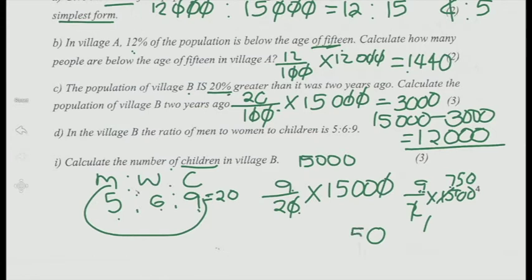Sorry, we have 45. We carry the 4. So it's 9 times 7 plus the 4, which will give us 13,500. We have 13,500, meaning that the number of children here is 13,500.